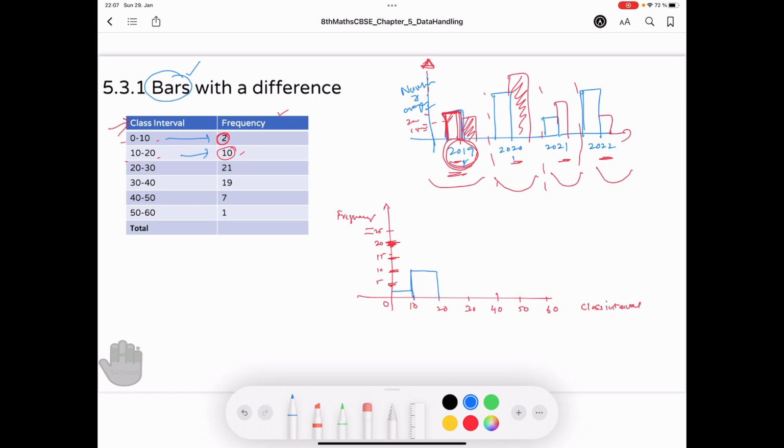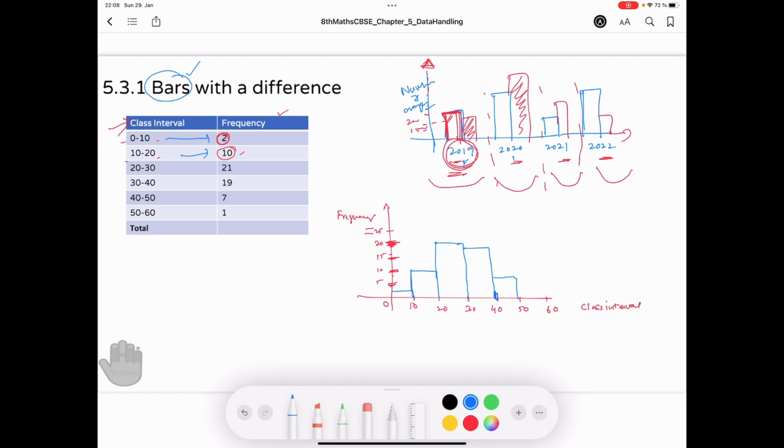20 to 30, we have 21 students, slightly more than 20. Let's do this like this. 30 to 40, we have 19, slightly less than this one. 40 to 50, 7 students, slightly less than 10.